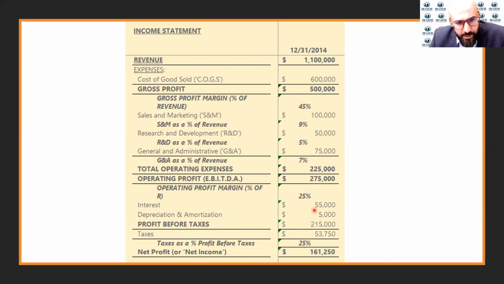So profit before tax would be 215, and this is coming from 275 minus the 60,000. Consider the taxes to be 53,750, and that would leave you with a net profit of $161,250. All right, let's take a look into the Excel sheet, the example.